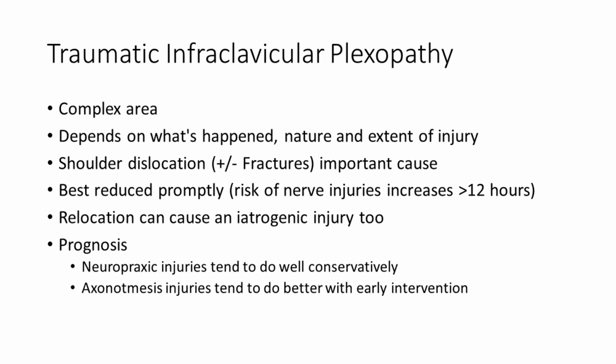But basically one does need to try and intervene with these as soon as possible. In terms of the prognosis, the neuropraxic injuries tend to do very well conservatively, so that's when there's just been a simple stretch of the fibers to the radial nerve. However, if the nerves have actually been disrupted, there's axonotmesis, they actually tend to do better with early intervention.